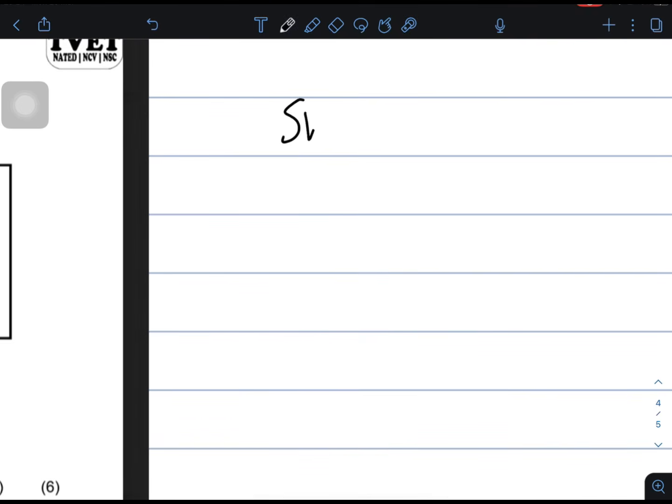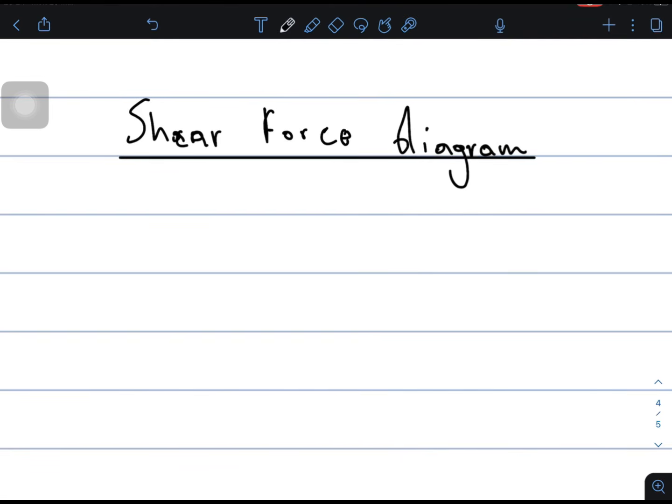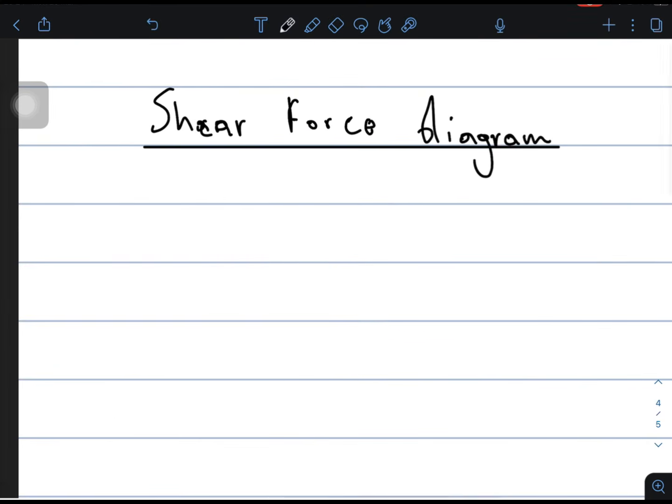Okay, guys, now we're going to do the shear force diagram. This is just a simple diagram that shows the opposite forces acting on the beam. So remember, what are those opposite forces? We have the downward forces, then we have the upward force. But this is to represent it in diagram form.